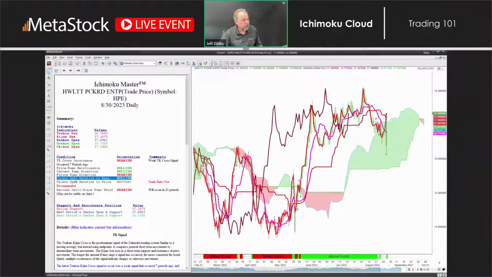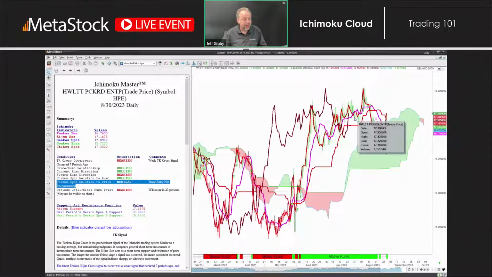Your Chiku span relationship to the Kumo right here, the Chiku span is the closing price 26 days ago. The Kumo is here. That's actually bullish, okay? And the Chiku span relationship to price is neutral, okay? In other words, Chiku span is exactly where it was 26 days ago. So that's giving us a neutral reading. Actually, of course it'd be exactly where it is because it's 26. But where it was 26 days ago is where price was. It's at about the same place, okay?